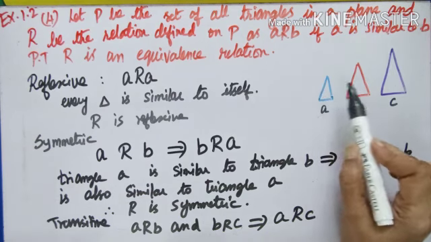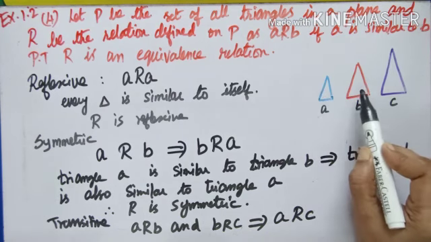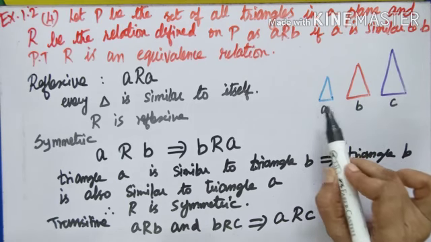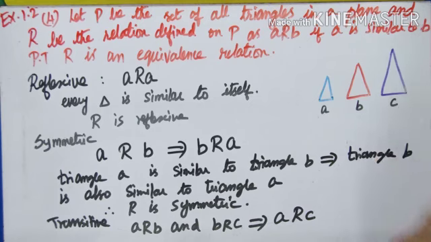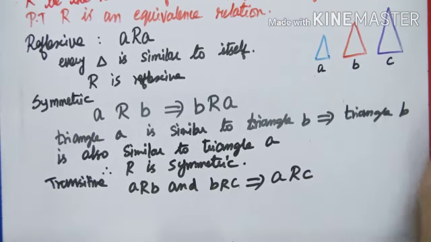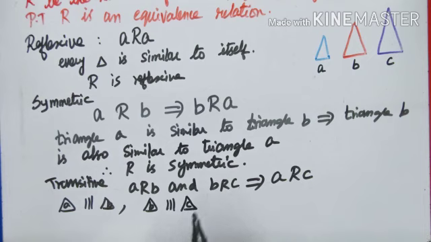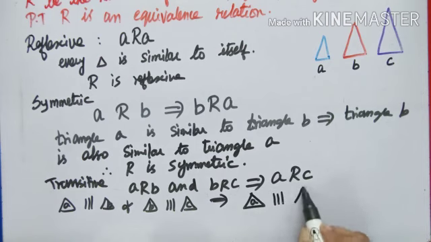See, this triangle is similar to this triangle and this triangle is similar to this triangle implies A is similar to C. So this is obviously true. So I can say triangle A is similar to triangle B, triangle B is similar to triangle C. So this is AND, implies triangle A is similar to triangle C. Therefore, R is transitive.